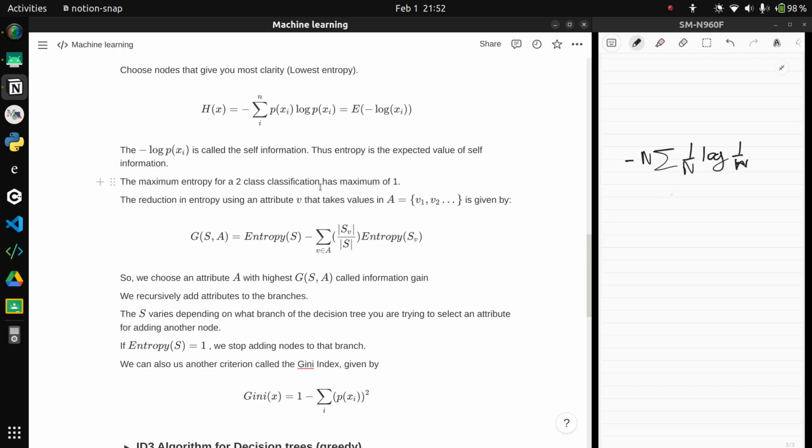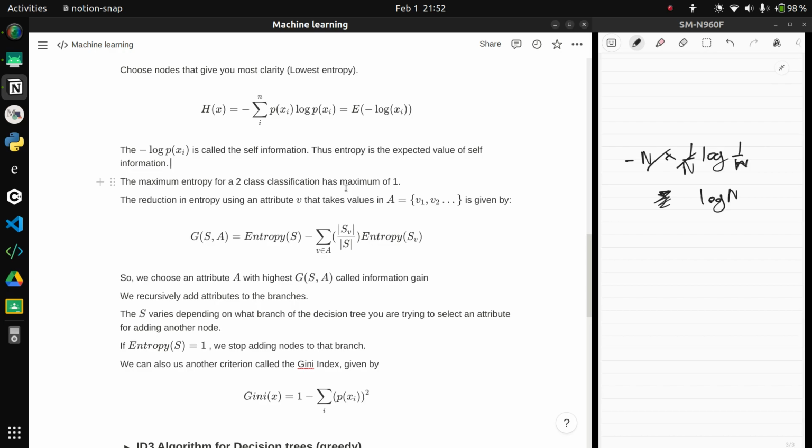So this just becomes the summation, and the n comes from the summation. So this cancels, and you just get log of n.